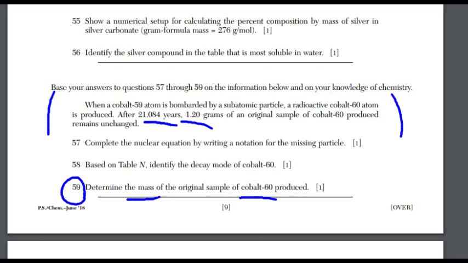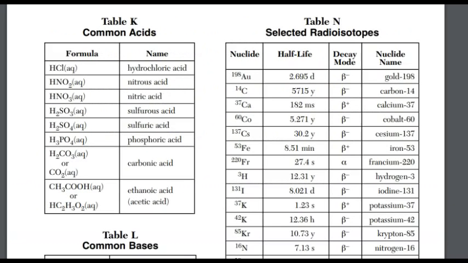But how do we figure this out? This is our classic half-life problem. So I need to take my total time. I need the half-life for cobalt-60. Yes, that means I got to go back to table N, and I can figure it out. Okay, so I'm going to need my half-life for cobalt-60, which is 5.271 years. And let's bring that back to the questions.